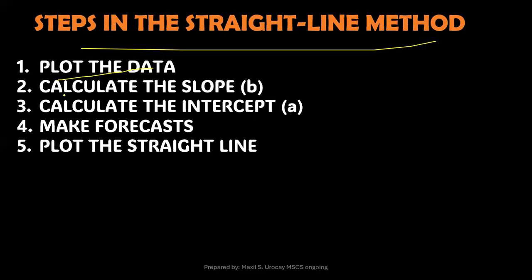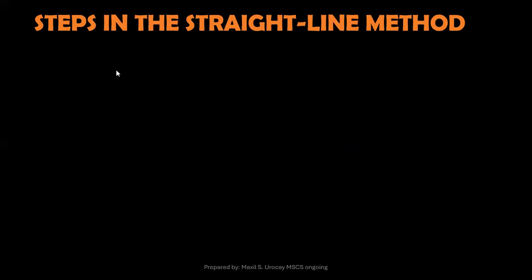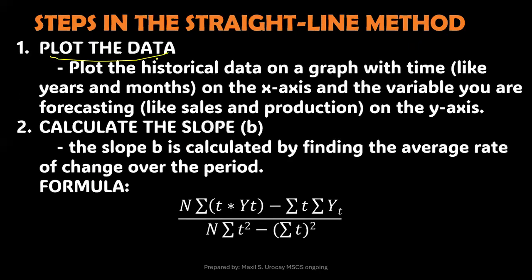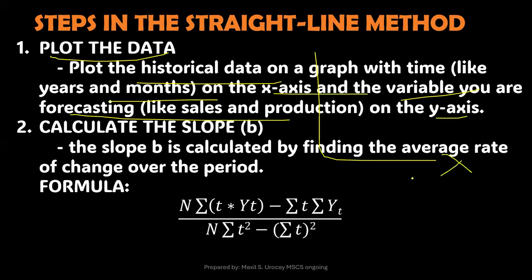You have to plot the data, calculate the slope, calculate the intercept a, make the forecast, and plot the straight line. Now, plotting the data: plot historical data on a graph with time, like years and months, on the x-axis, and the variables you are forecasting, like sales and production, on the y-axis. So remember, your x-axis will be the months or years, and the y-axis will be the sales.